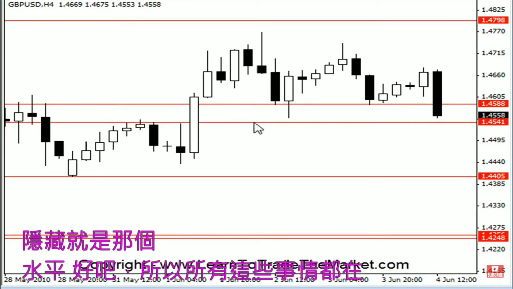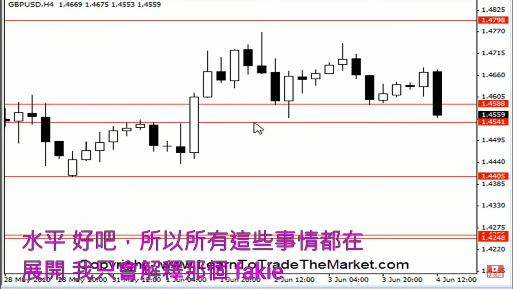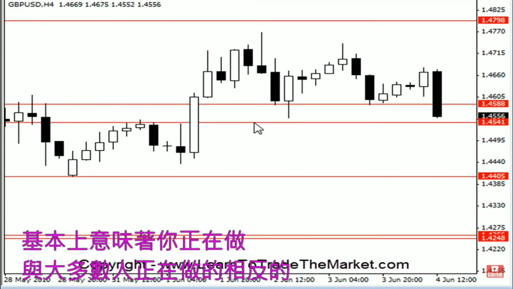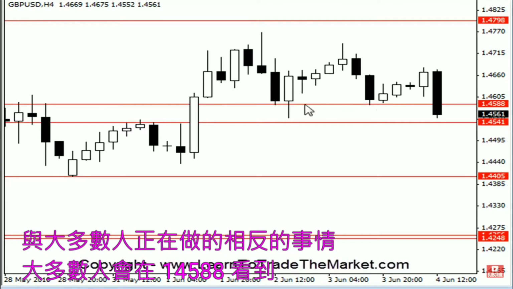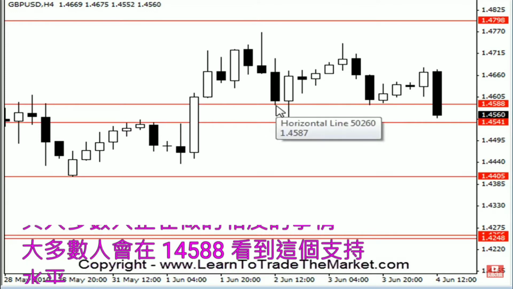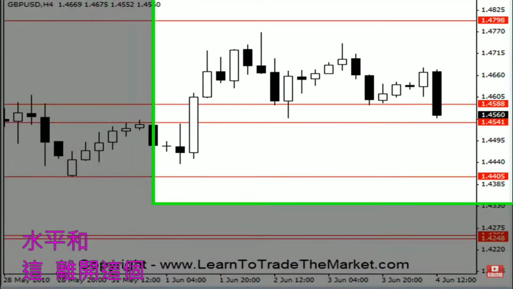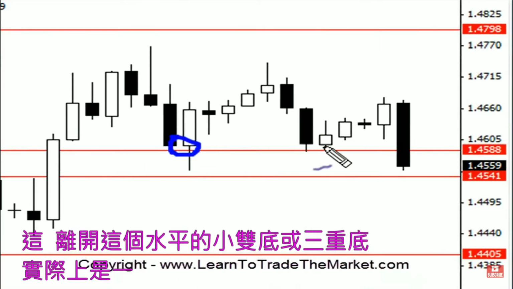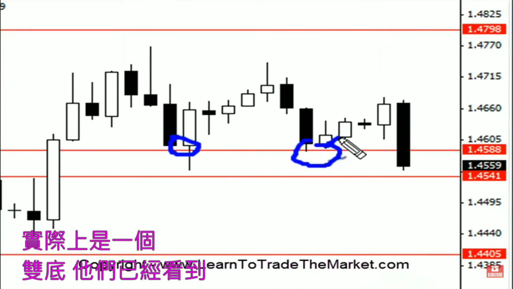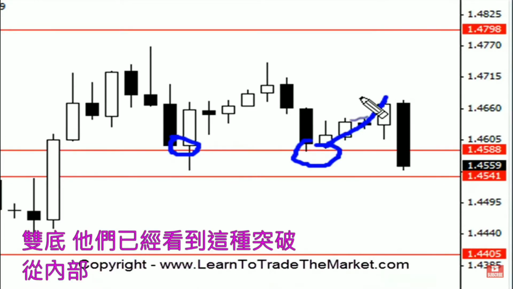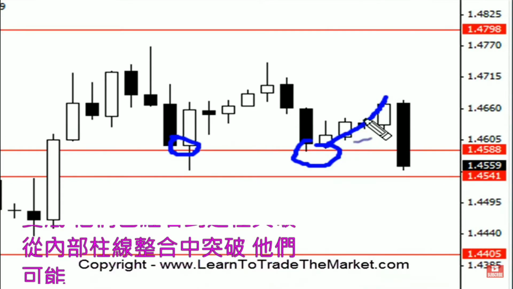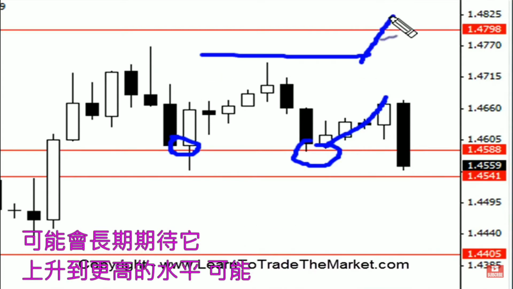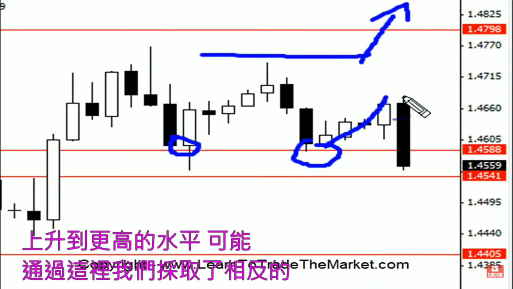Okay, so while this thing's unfolding, I'll just explain that Fakey again. When I said contrarian, it basically means you're doing the opposite to what most people are doing. Most people would have seen this support level at 145.88 and the small double bottom off this level. They've seen this break up out of the inside bar consolidation. They've probably gone long, expecting it to carry up to higher levels, probably through here. We've taken the opposite approach.